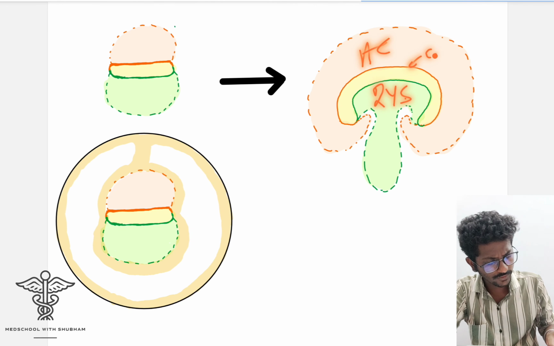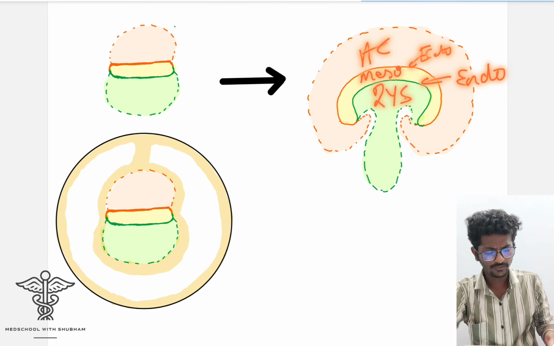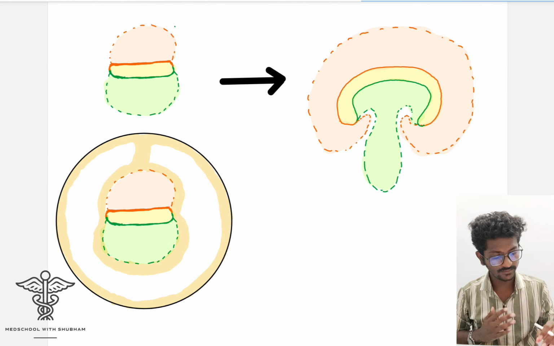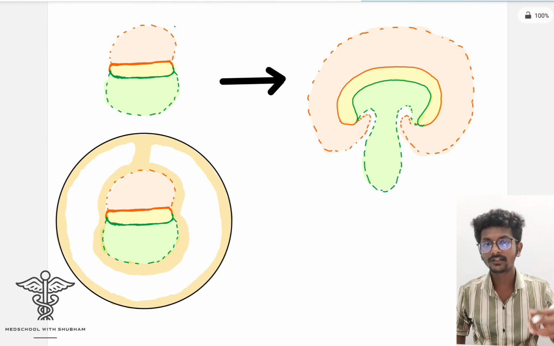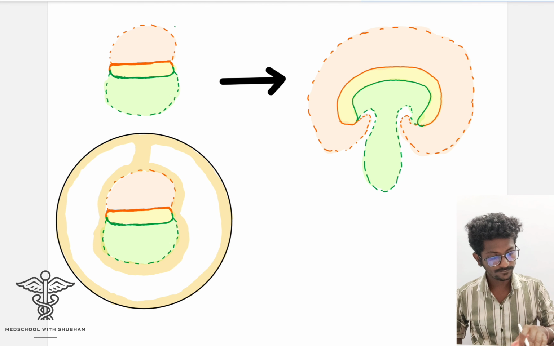This is the ectoderm. This is the endoderm, and this is the mesoderm. I hope this is clear to you guys. Now what will happen next? How will it look further?